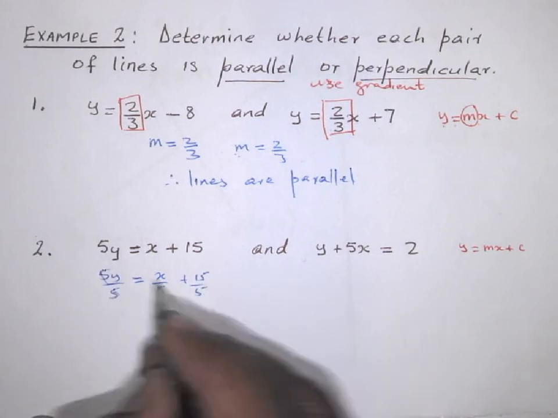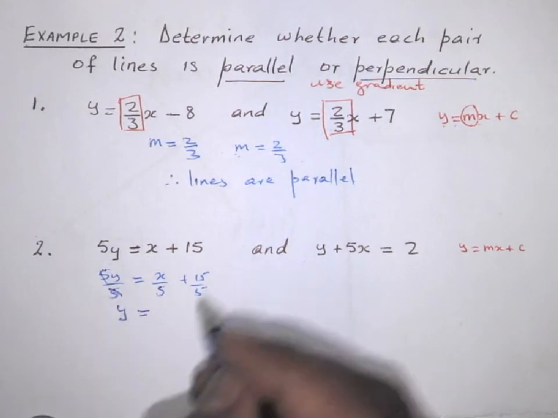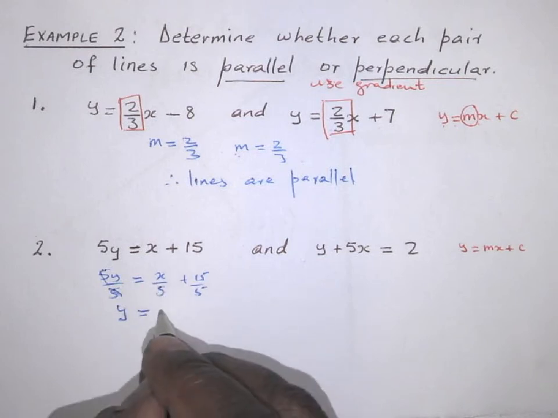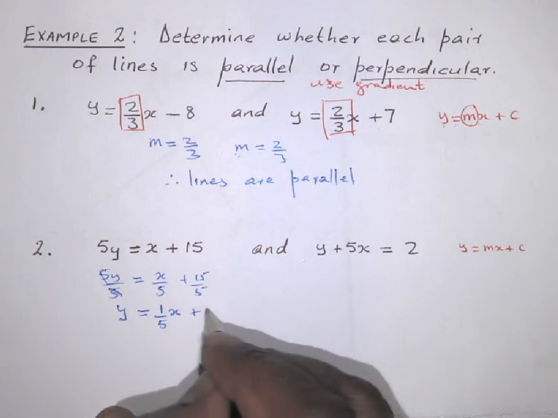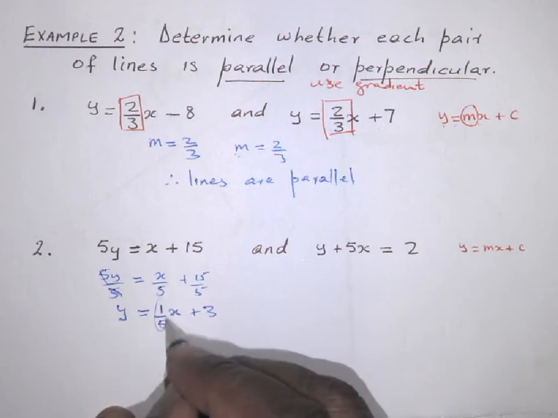So this goes off. So y will be equal to x over 5, which is the same as 1 over 5 x, then plus 15 over 5, which is 3. So we've got the gradient here as 1 over 5.